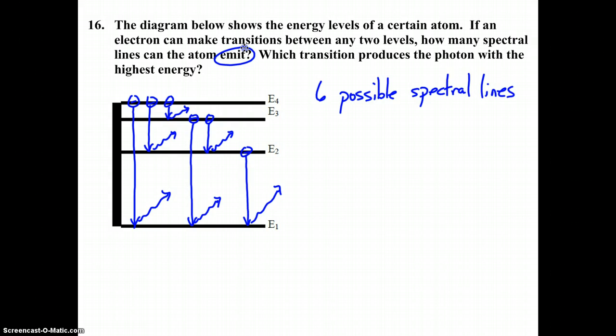Last question. Which transition produces the photon with the highest energy? The answer to that is going to be the transition with the highest energy level difference. Okay? So we want the transition with the highest energy level transition. And what would that be? Well, according to the diagram, the one with the greatest energy level difference would be E4, transition down to ground state E1. These are the solutions for questions 15 and 16, and we'll do more problems in class.